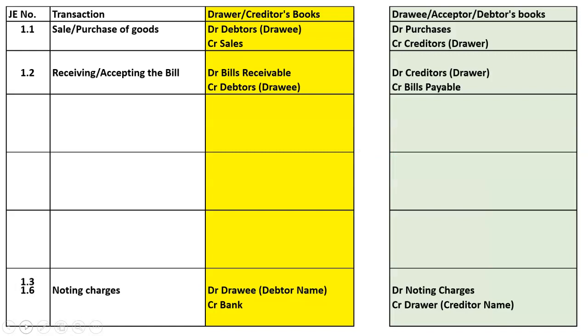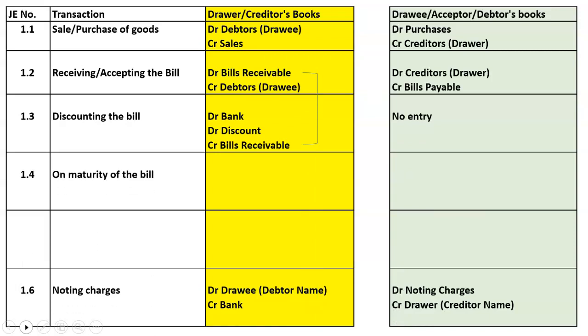The drawer, when he gets the bill discounted, debits cash or bank for incoming cash from the bank, debits the expense called discount, and credits bills receivable. The drawee makes no entry on discounting of the bill. On the maturity date, the drawer will make no entry because he already received cash by discounting the bill from the bank.